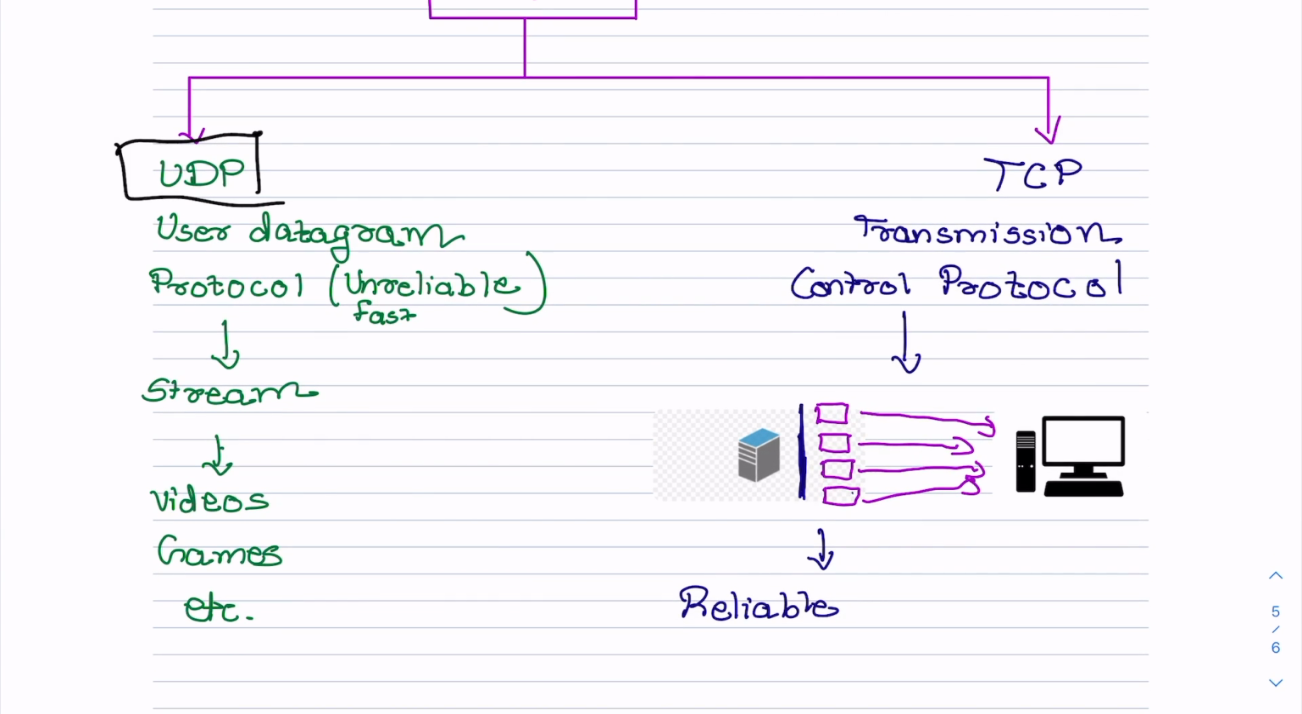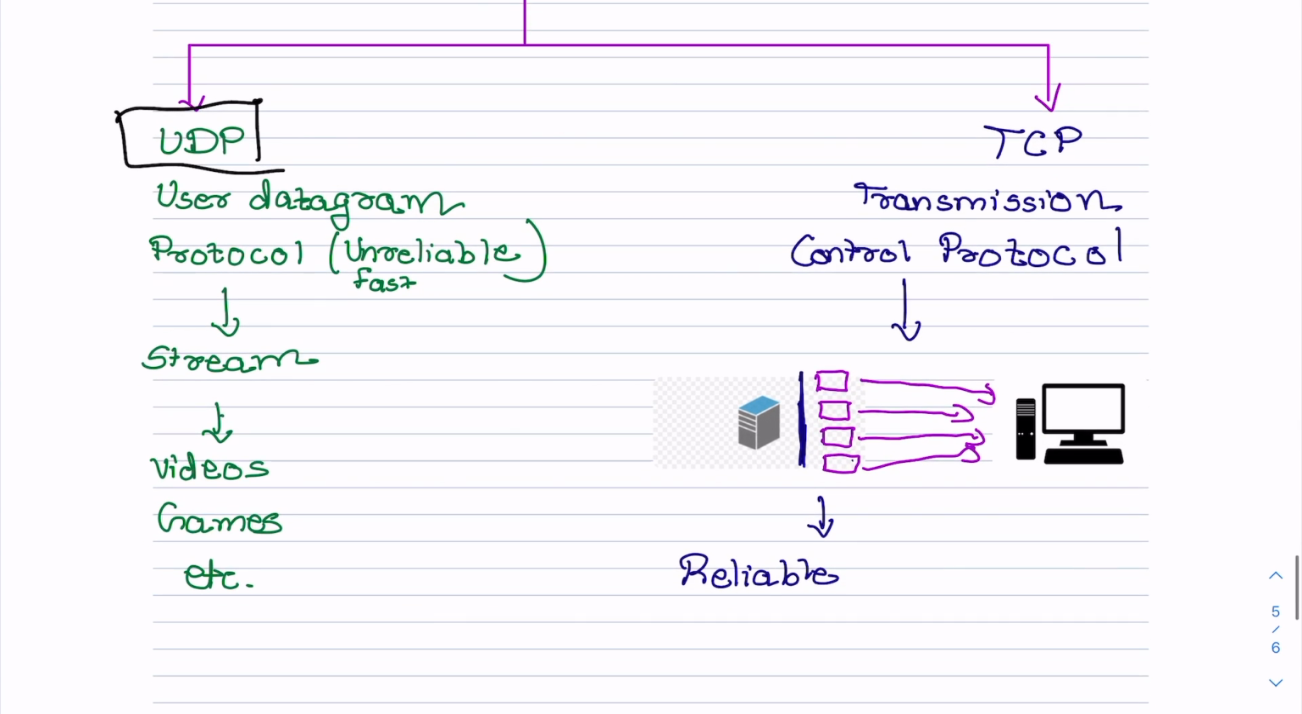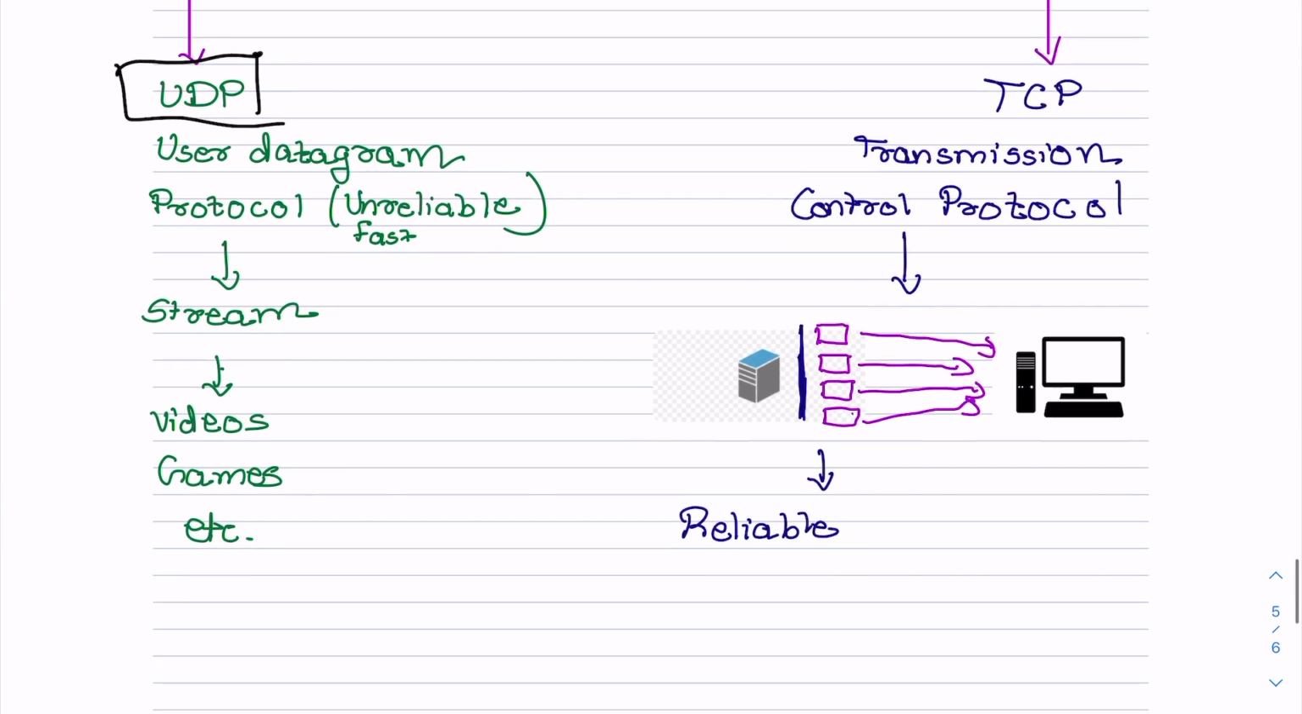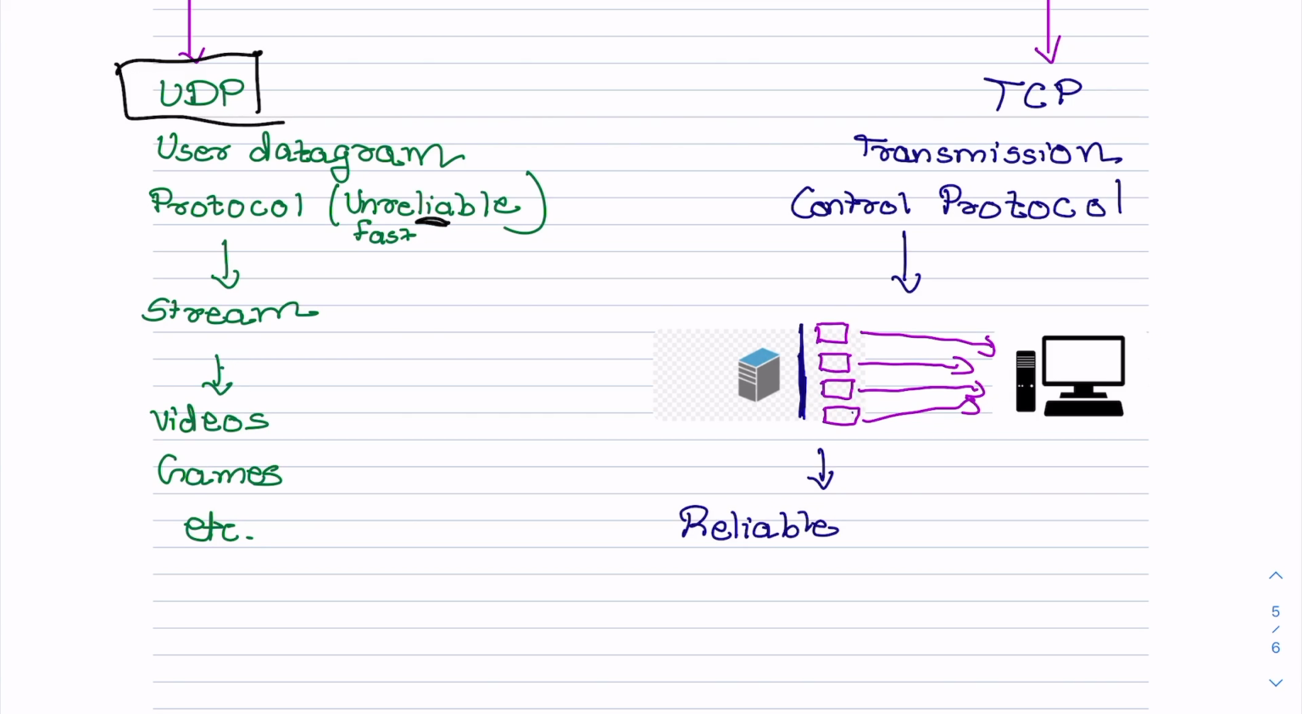Now, UDP is like a flow of water. It's a stream of water where the data flows directly from the server to your computer. The best example of that is the current video. If you are watching this video, then all the data related to this video is coming from the server to your computer directly. But it is an unreliable but fast medium of transport.